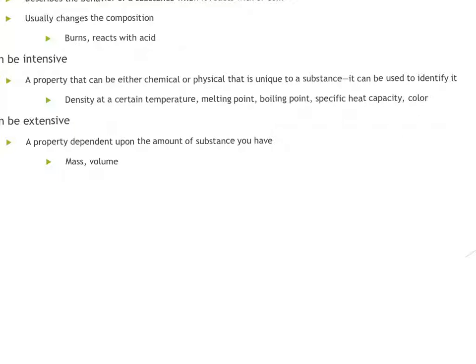Color is going to be a physical property as well. An extensive property can be either chemical or physical, but it's a property that is dependent upon the quantity of the substance that you have. So for example, mass or volume. Both physical properties, they're extensive. I could tell you I have 40 grams. I have 40 grams of what? You don't know. It doesn't help you identify the substance. I have 591 milliliters. Doesn't tell you exactly what I have. But you all know.